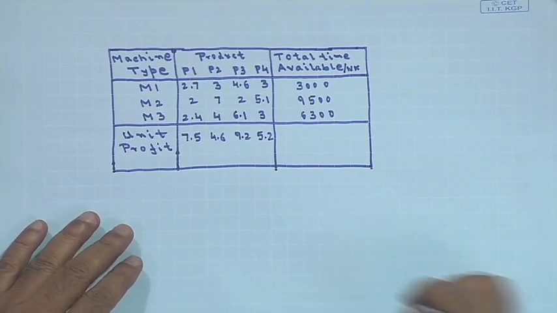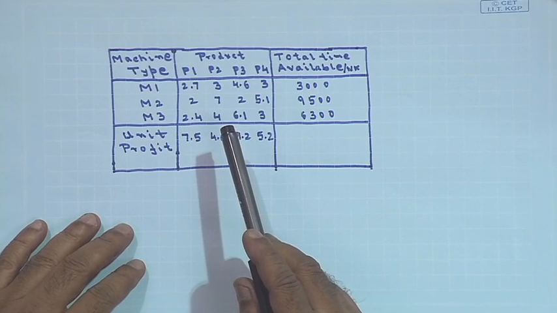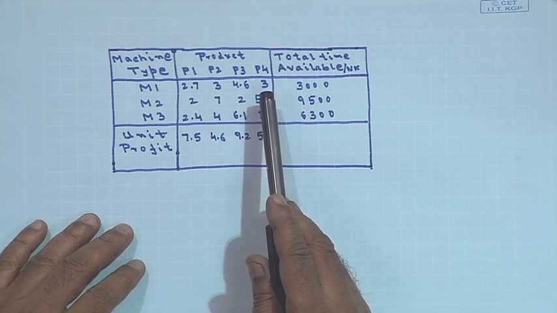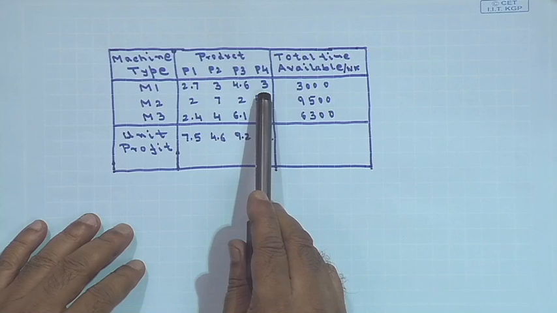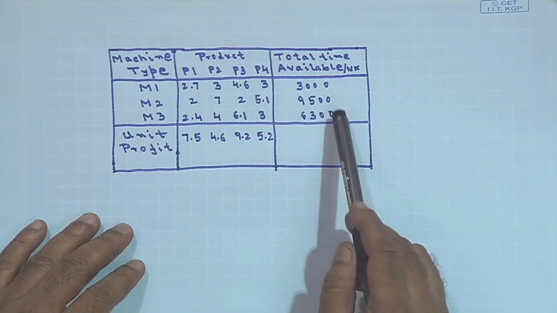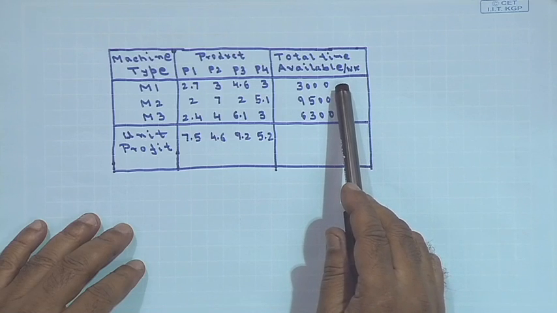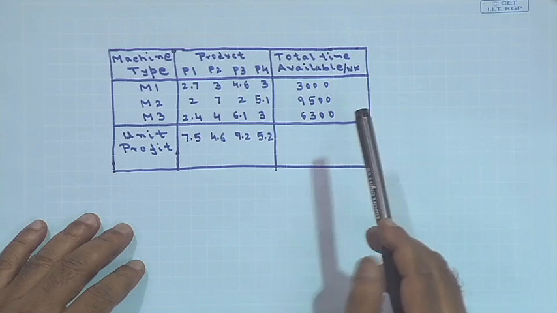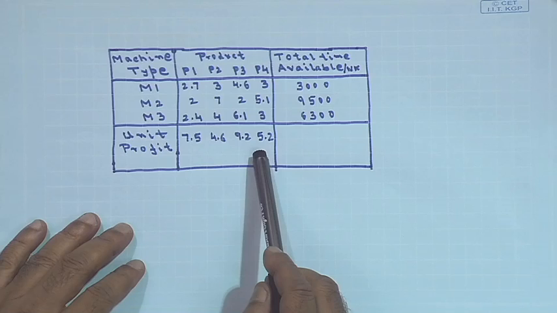If you see this particular problem, we have three machines: M1, M2 and M3. These machines can produce 4 products: P1, P2, P3 and P4. How much quantity of each product each machine can produce is written. In the last column, the total time available per week, in minutes, is 3000 minutes, 9500 minutes, 6300 minutes, and the per unit profit is given in the last row.